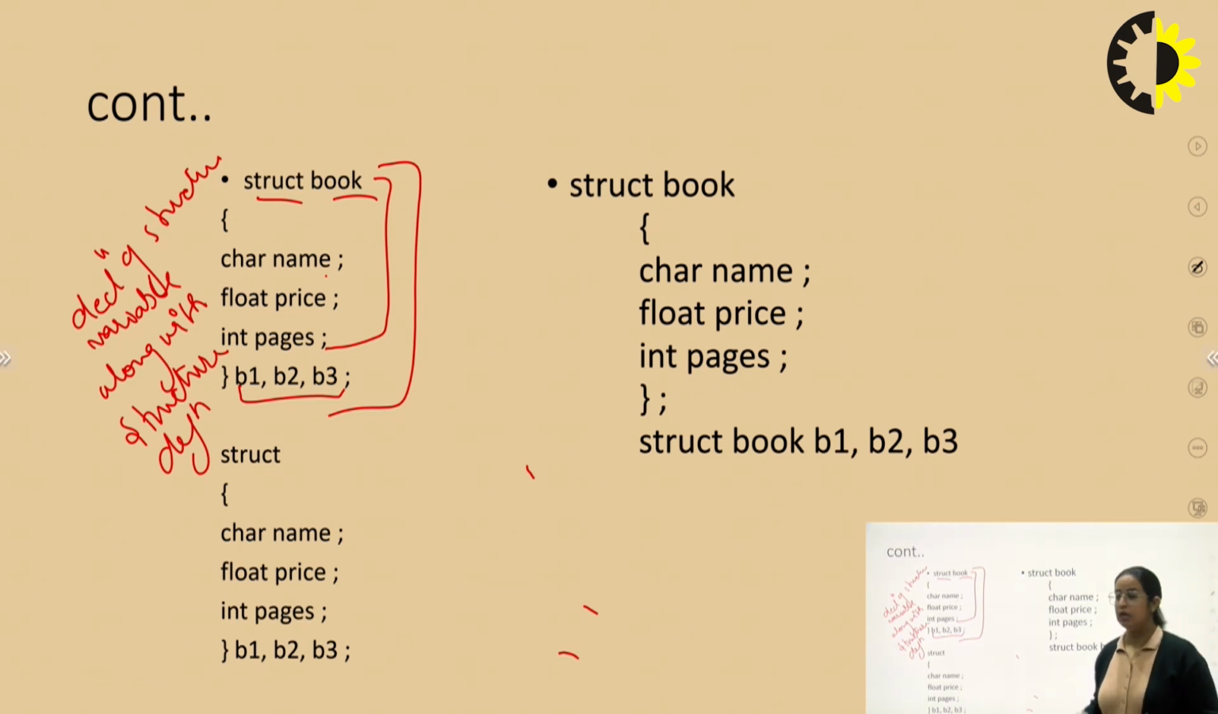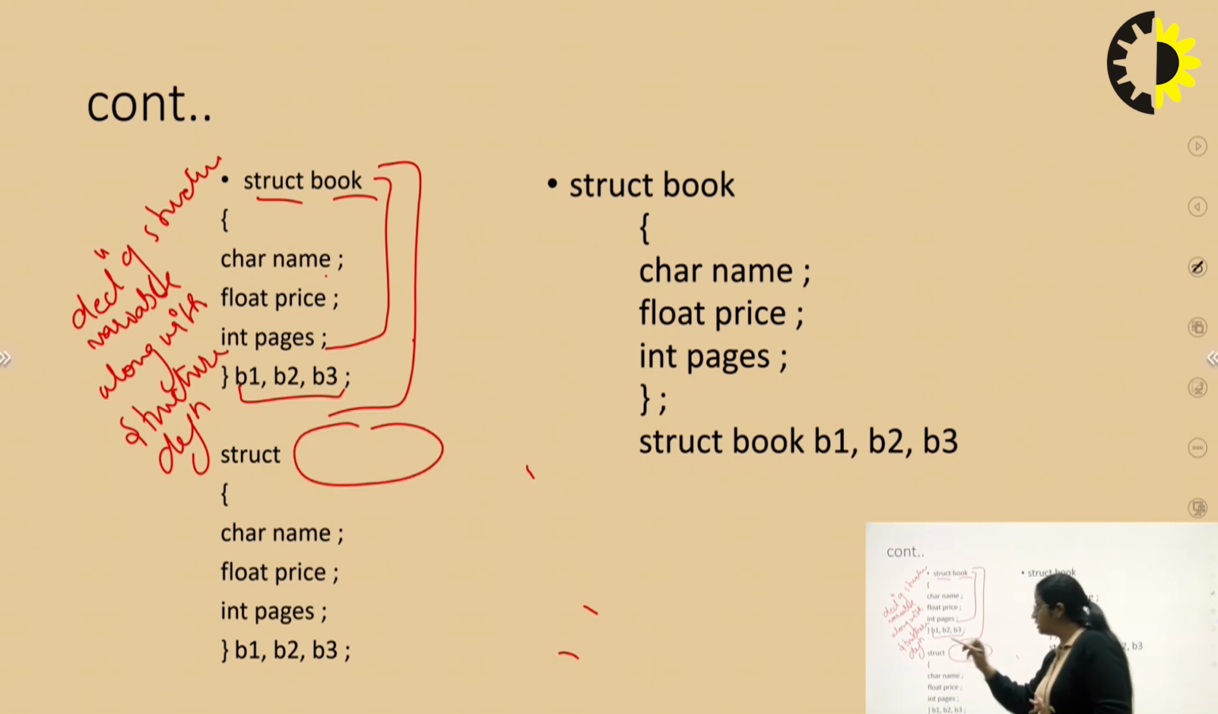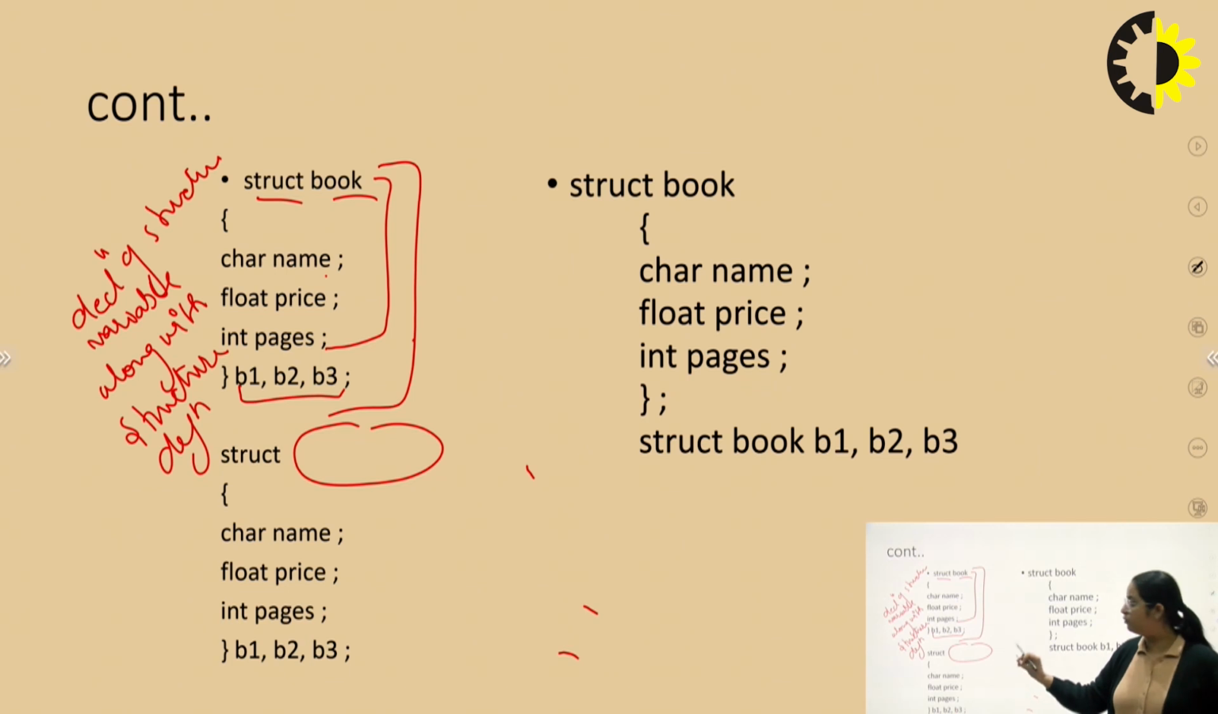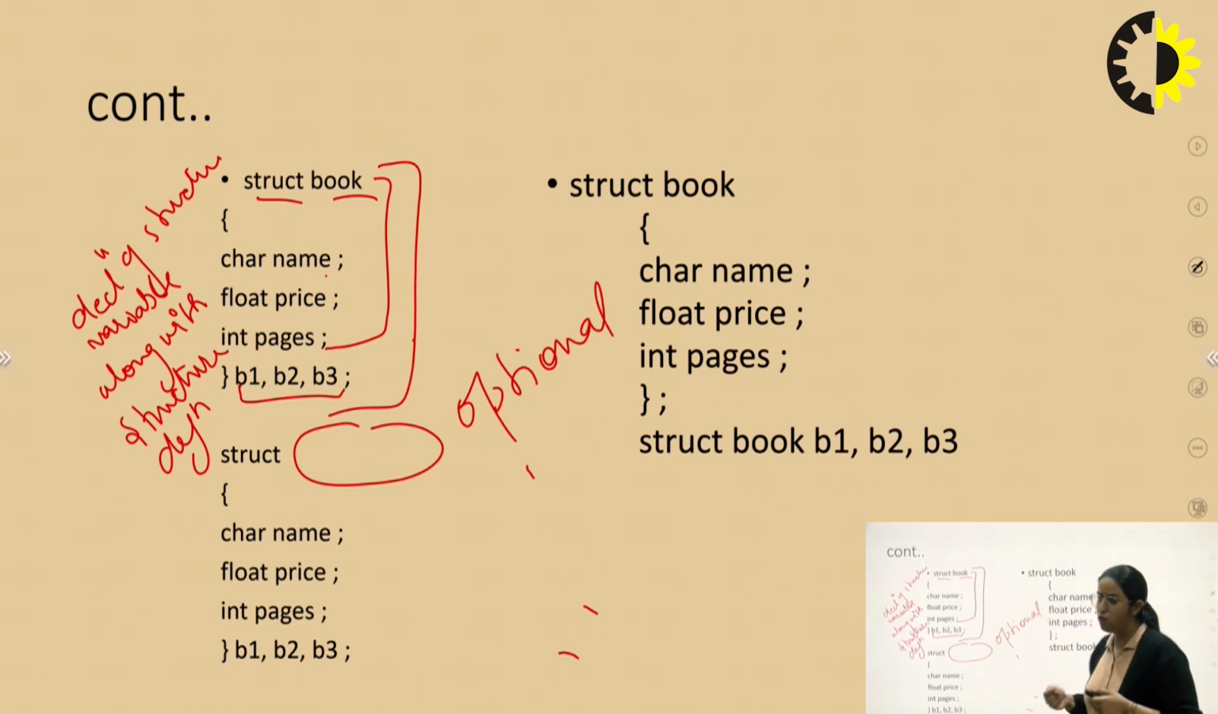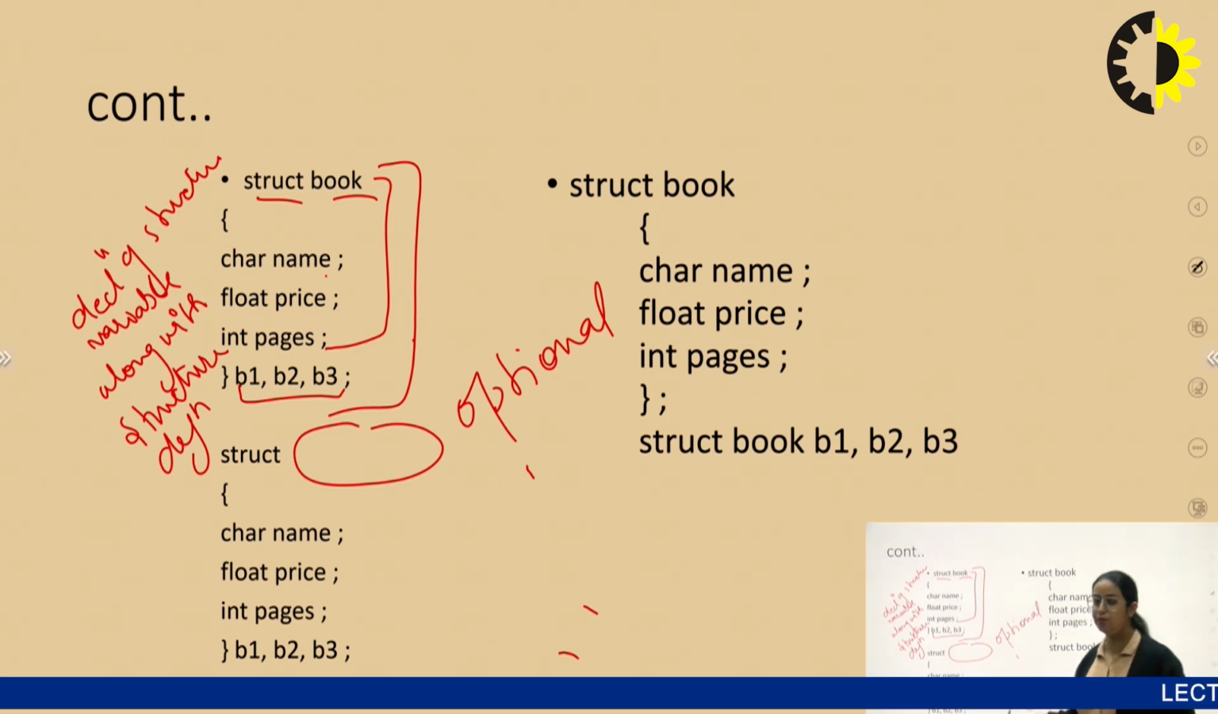Now the second type is also declaration along with definition, but the difference is that here I'm not writing book. That means the tag name is not mandatory, it is optional. If you want to write the tag name, that is okay. If you do not want to write the tag name, that is also okay. So this is the second type of declaration. This one is okay, this one is also okay.